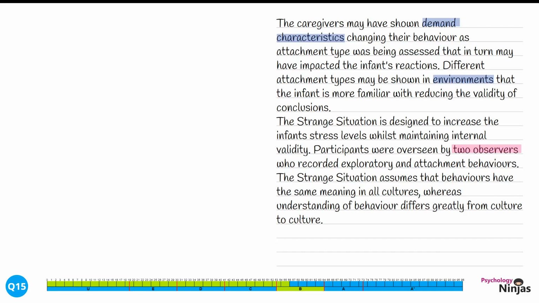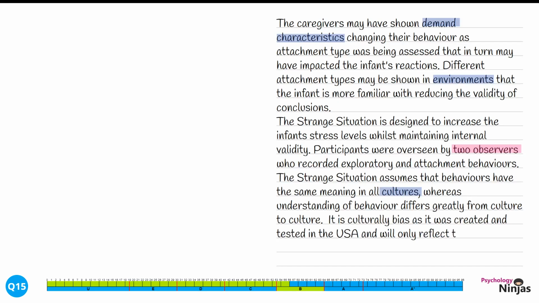The strange situation assumes that behaviours have the same meaning in all cultures, whereas understanding of behaviour differs greatly from one culture to another. The focus of our evaluation here is culture, talking about how culture might impact different attachment styles and observations within the strange situation. We're then going to give an exploration of how this is culturally biased.